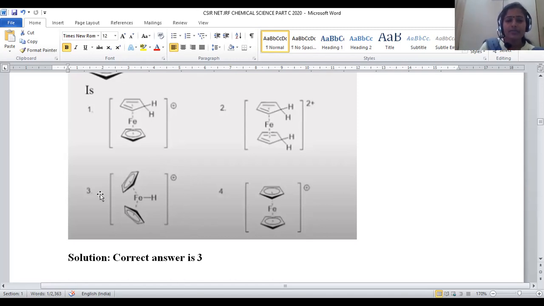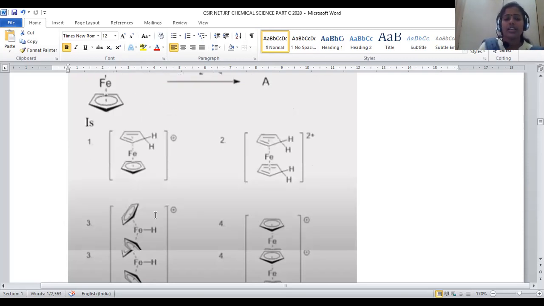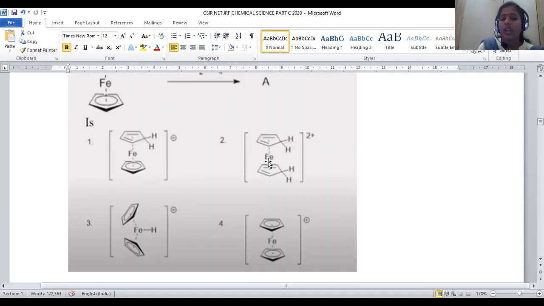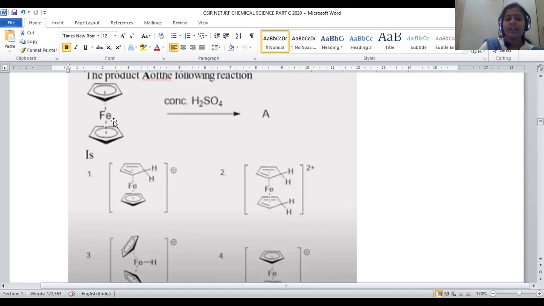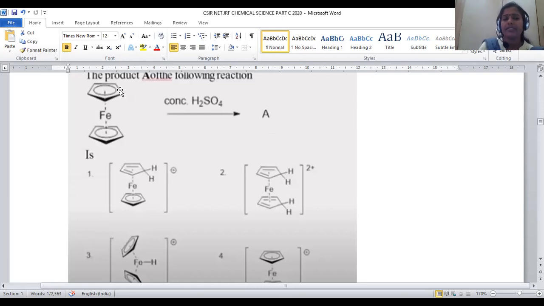So this will be the right structure in order to treat this ferrocene with concentrated sulfuric acid. Sulfuric acid is a strong acid used to donate H plus, so that there is a formation of FeH whole positive. Whenever we have nickelocene, this is the possibility. Compound 2 will be formed if the central metal is nickel. But in the case of iron, the probable acceptance is by iron rather than the cyclopentadienyl anion.